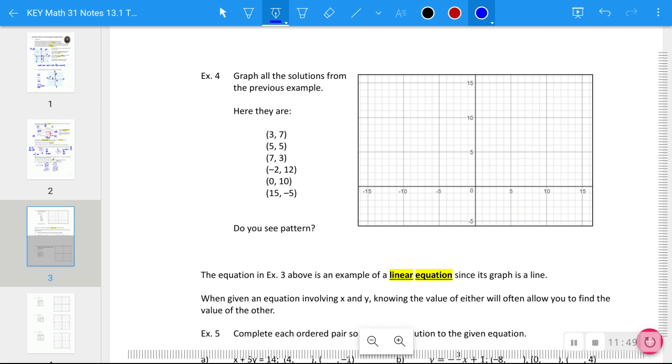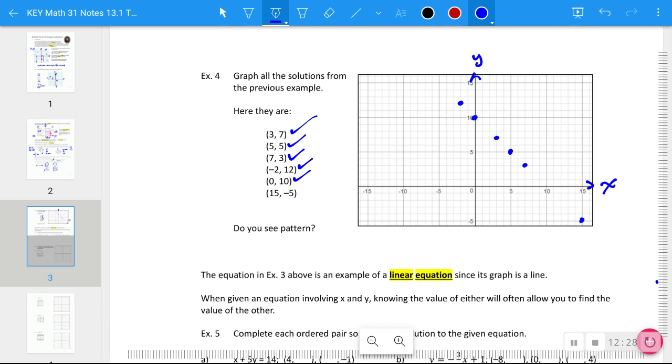3, 7. I mentioned that that's not the same as 7, 3, and you'll see that in a minute. 5, 5. 7, 3. Okay, here's the one I said is different. 7, 3 and 3, 7 are in different locations. Negative 2, 12 would be 2 to the left and 12 up. 0, 10 would be no right and left motion, but a y value of 10. The y values go on this axis, and the x values go on that axis. And finally, 15, negative 5 would be way down there.